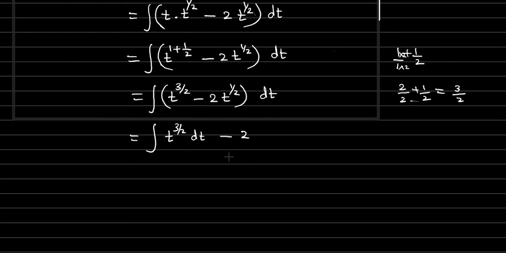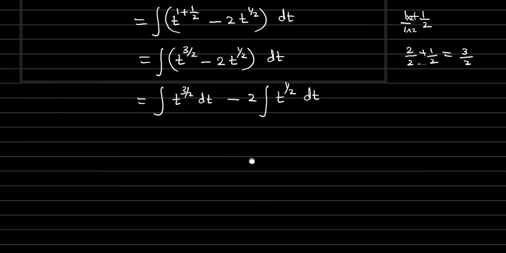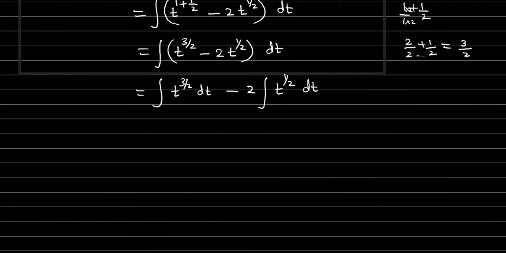So I'll take it outside now itself. 2 integral t power 1 by 2 dt. Now using the x power n formula, we can integrate both the terms. So what is the x power n formula? Integral x power n dx is x power n plus 1 by n plus 1 plus c.